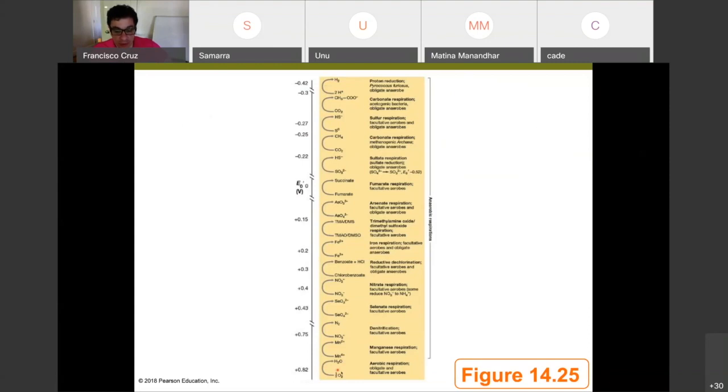But for the most part, you can judge the value of an electron acceptor by assessing what its redox potential is. Its redox potential is an indication of how good of an electron acceptor all of these components are. Okay.